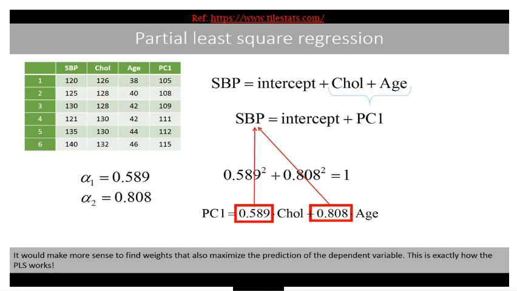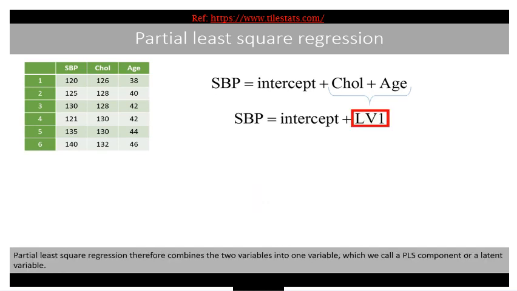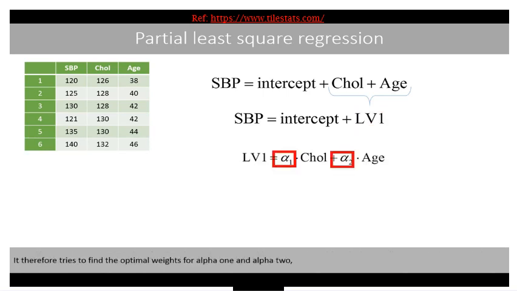This is exactly how partial least square regression works. Partial least square regression therefore combines the two variables into one variable, which we call PLS component or latent variable. It therefore tries to find the optimal weights for alpha 1 and alpha 2, so that the combined variable both explains the dependent variable as well as possible, but also represents the explanatory variables in a good way.